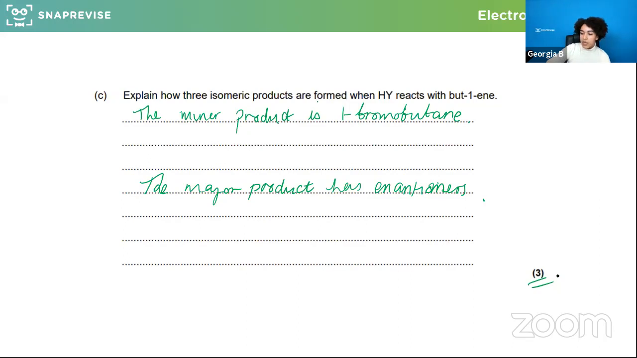So the thing that we want to explain is why we have a minor product. The way we explain it is how it's formed. So we want to say the minor product is 1-bromobutane formed via a primary carbocation. And I know you guys already know that. I'm just giving you the wording.